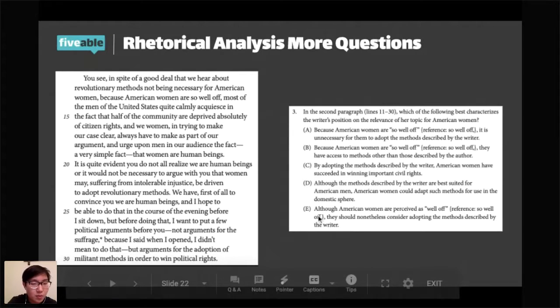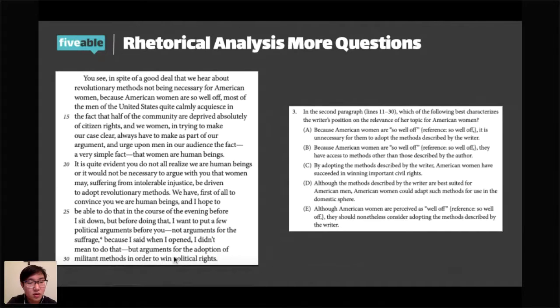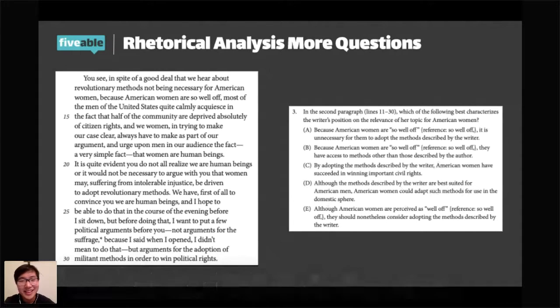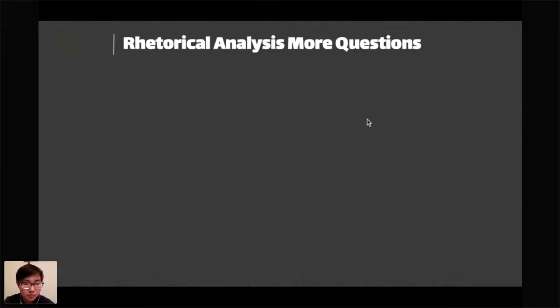You see, they say, I want to put a few political arguments before you, not arguments for suffrage, but arguments for the adoption of militant methods. So she sort of does argue here that you should think about adopting it. So it's not really answer choices like D or C or B or A if you read through them, because A and B aren't even relevant to the text. All right, let's do the next one. Number 4.